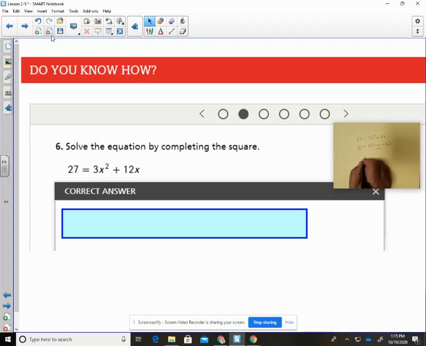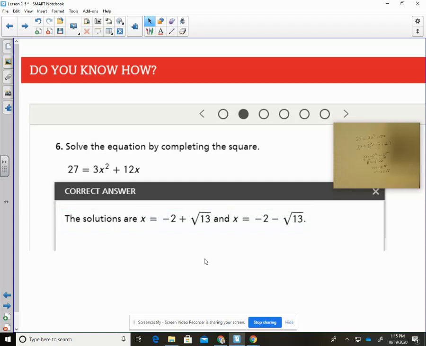And I'm going to rewrite it the other way. So 3 times x plus 2 squared equals 15. Divide by 3, x plus 2 squared equals 5. Take the square root of both sides. x plus 2 equals plus or minus the square root of 5. So then x equals minus 2 plus or minus the square root of 5. Okay. Now, could I have gone ahead and divided 3 out of everything and factored it? Yeah, I could have. But I just went ahead and did it the long way.